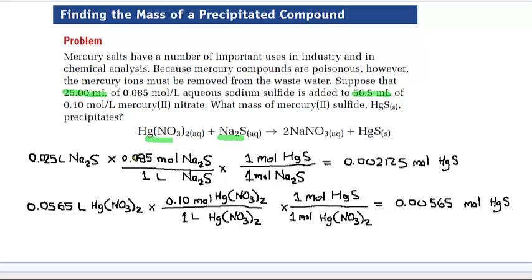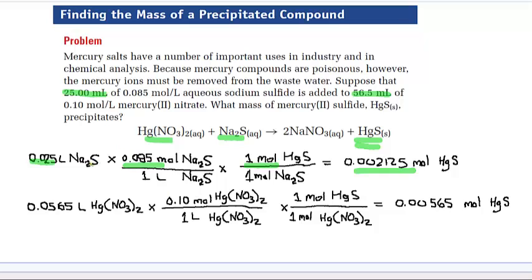So yesterday we took our first volume in liters, multiplied by its molar concentration, and the molar ratio between the two substances, in this case the first reactant and our precipitate that we're looking for its mass, and we calculate the number of moles. I'll explain why we're calculating the number of moles here in a moment.